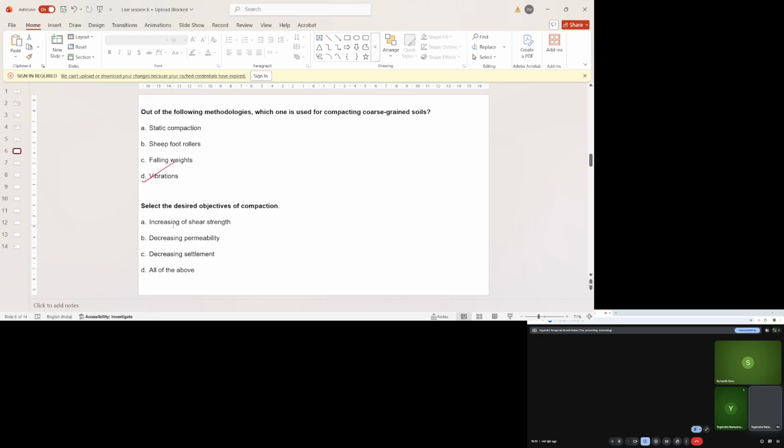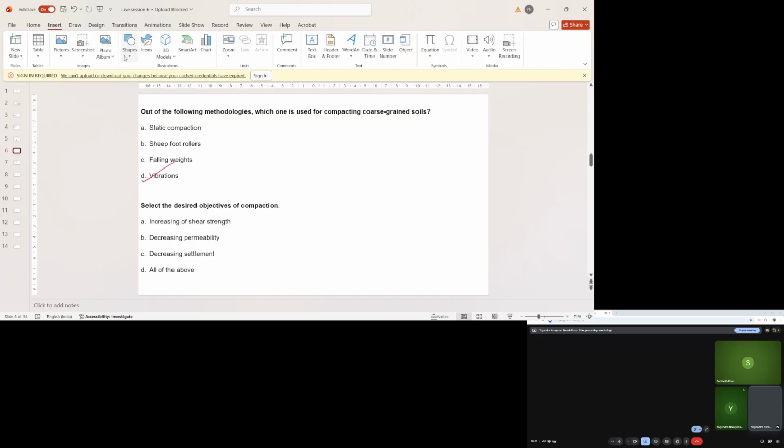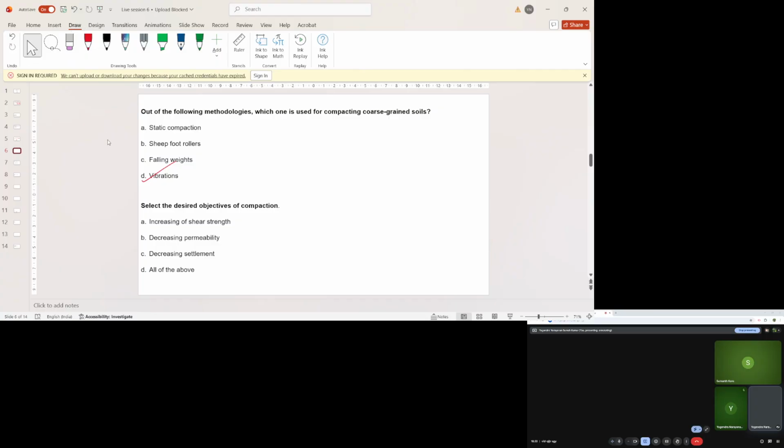So now coming to this question: select the desired objectives of compaction. Option A, increasing the... this is all, sir, the theory of things, sir. Decreasing permeability, decreasing settlement, increasing shear strength, all of the above, sir. So can you explain how compaction achieves these three?